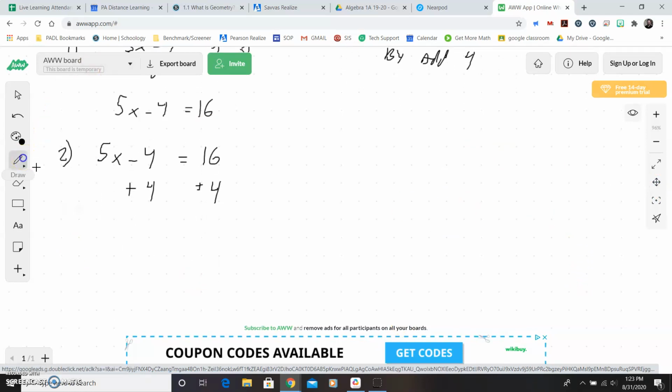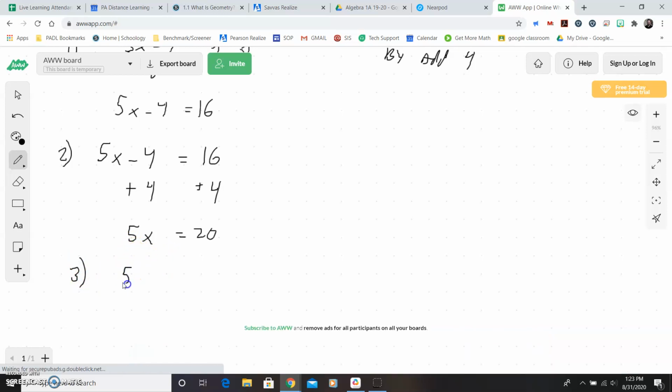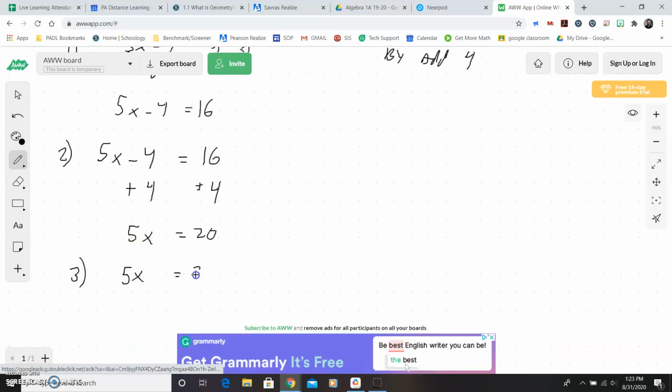Finally, we end up with 5 times x is equal to 20. And to get rid of that 5, the last step is to, well, it's being multiplied, right? That's a 5 times x. So if we want to get rid of multiplication, we need to divide. So we're going to go ahead and divide both sides of the equation by 5. So our third step would be undo multiply 5 by divide 5.